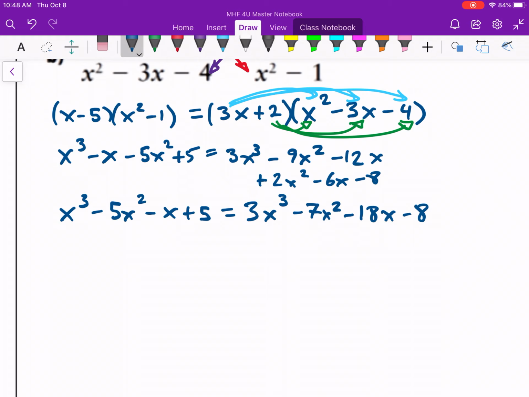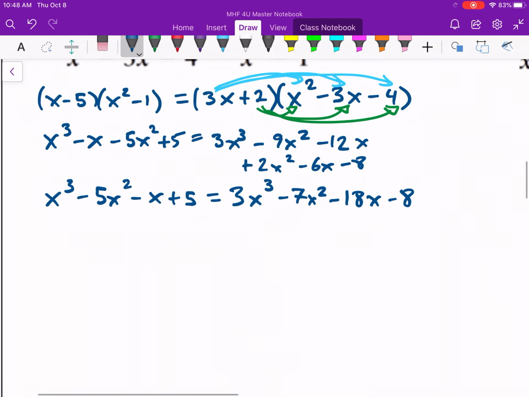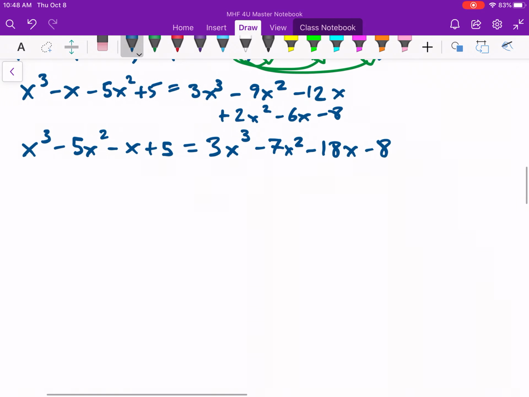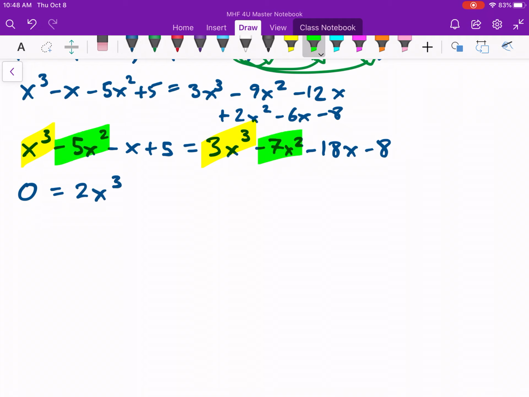Now let's bring everything to one side of the equation. Again, now it's a polynomial. Let's go back to what we've done when we're solving polynomials. So let's bring everything over to the right-hand side. So I'm going to subtract x cubed from each side. And so, if I subtract x cubed from each side, I'm left with 2x cubed. And if I bring that 5x squared to the other side, then I'm going to end up with minus 2x squared once I simplify the signs.